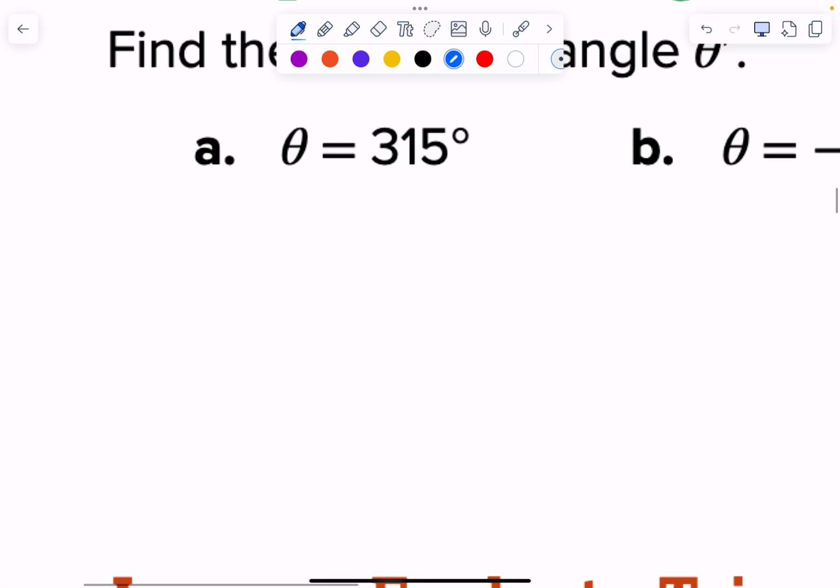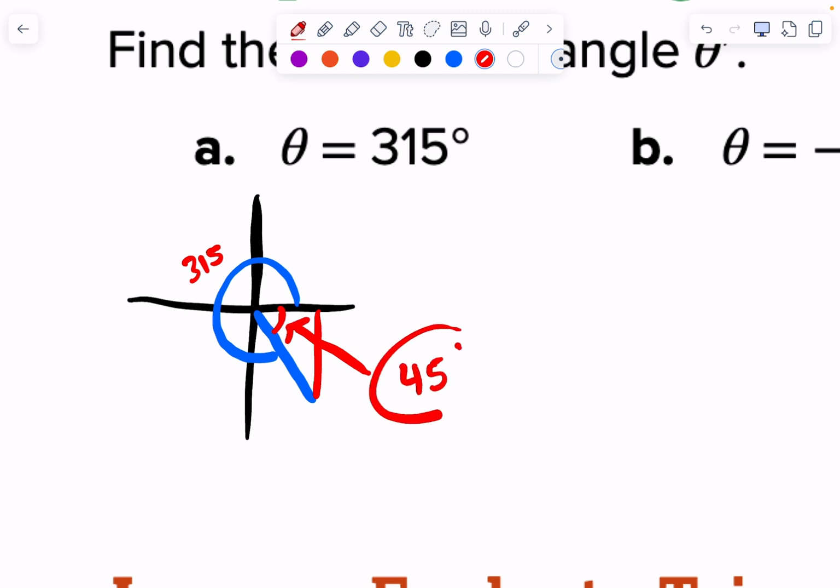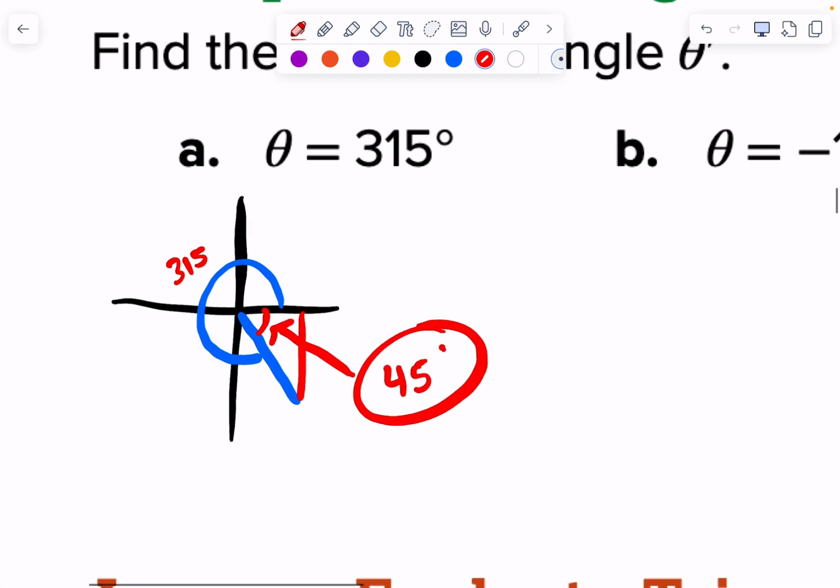All right, find the reference angle. What quadrant is 315 in? You don't have to graph these, but it kind of helps me the first couple times. 315 would be in the fourth quadrant, right? So if 315 is here, what would this little angle right here be? 45 degrees is your reference angle. That's the answer. Got it? Not too bad. We can do these.